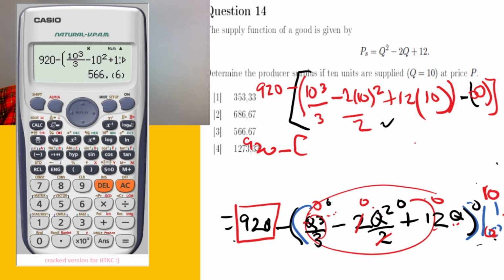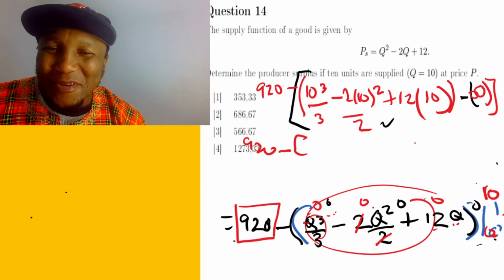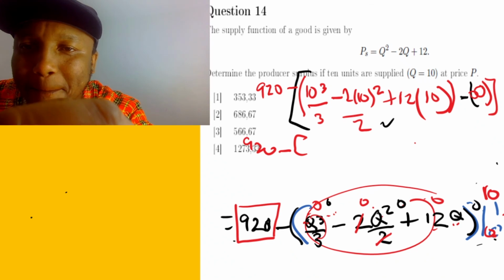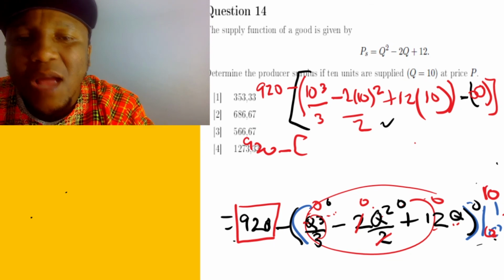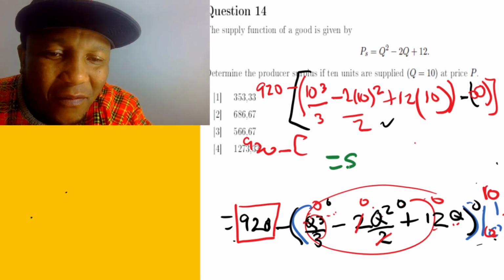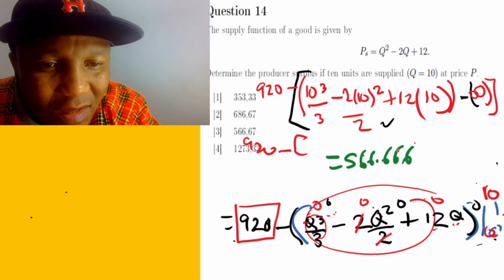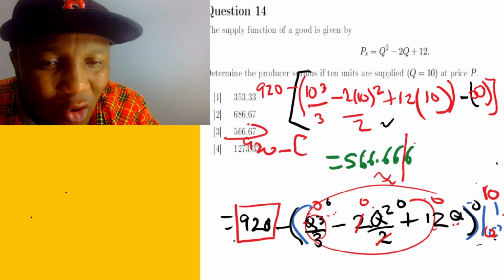So let me put this one aside. Now you see me? Okay, so our final answer, if you substitute, is going to be 566.666. That's how I put it. But if you approximate this, you can just cut here, and this can change the previous number. So finally, our third option is the right option.